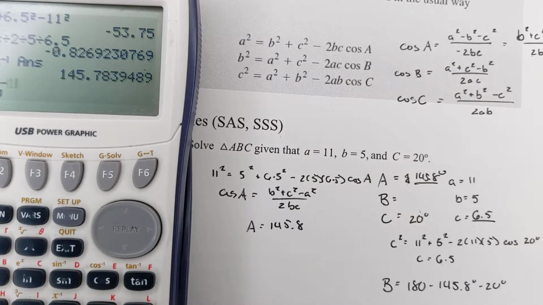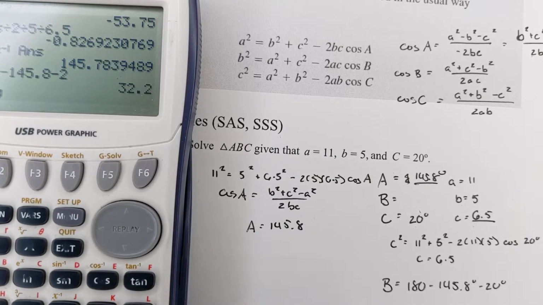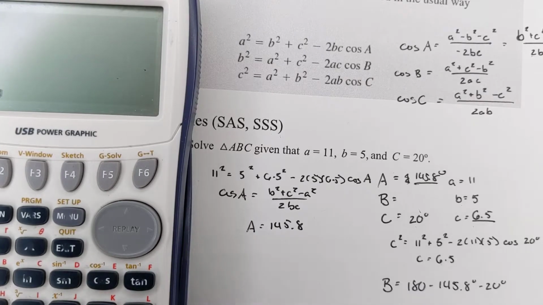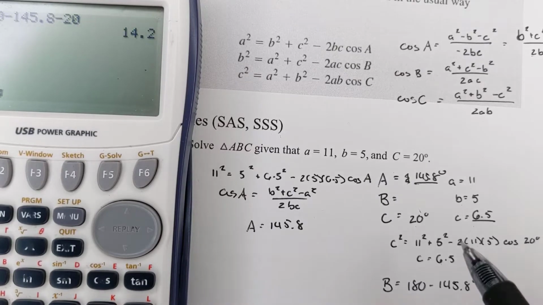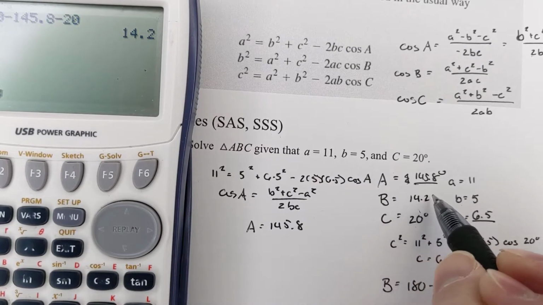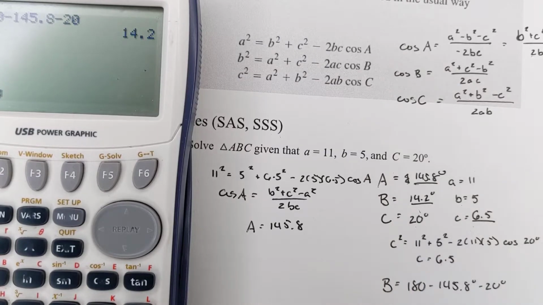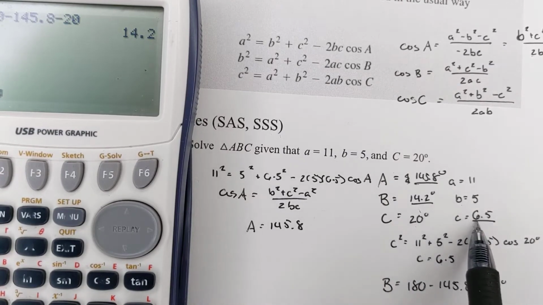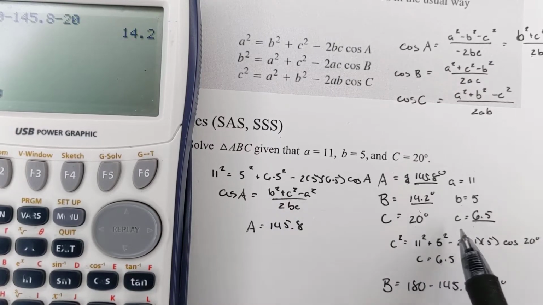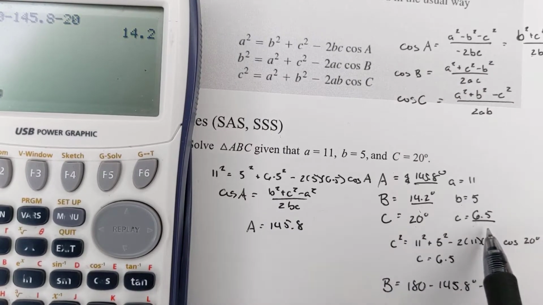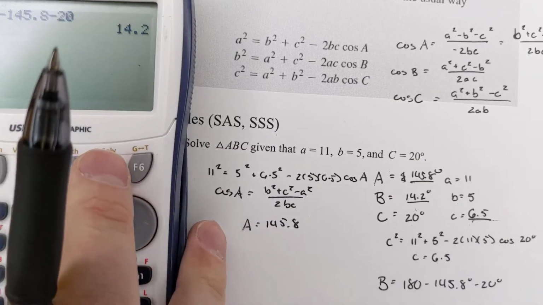So 180 minus 145.8 minus 20. Whoops. Now I've done it. 180 minus 145.8 minus 20. So B is 14.2 degrees. So there you go. The farther you round this, the more exact your angles will be. So if you don't get exactly the same numbers I do, that is probably where we round to.